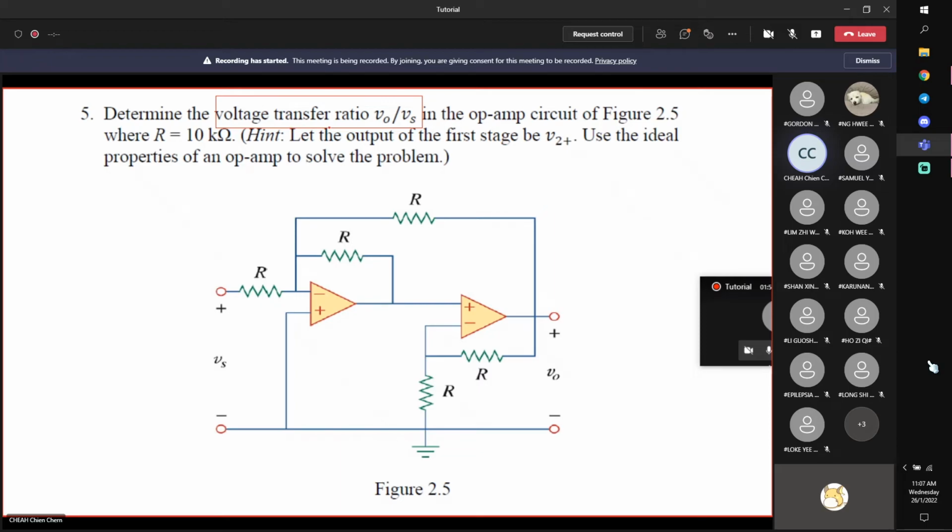Now, firstly, we look at the problem. We want to find the gain of this amplifier. This is your input, which is your Vs. This is your output, which is your V0. So output over input is the gain, right? It's just the gain of this amplifier.